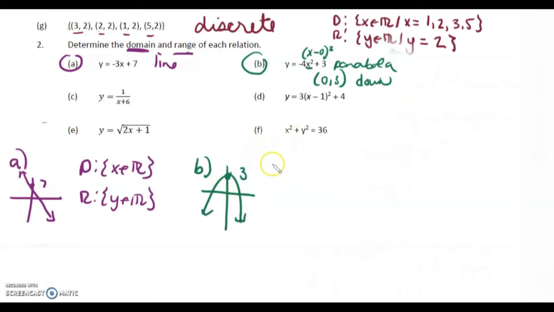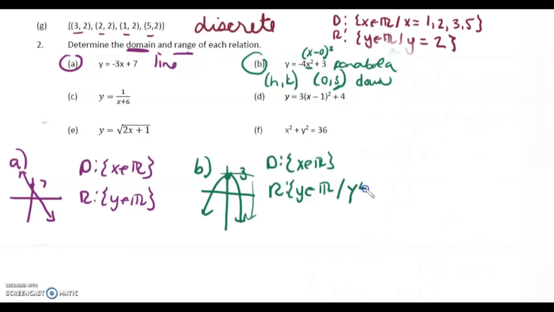So with a parabola, the domain is going to be x is an element of the real numbers, no matter what, okay? And as for the range, we want to look at this k. Remember, this is like (h, k). So we look at this k value, which is 3, and we're going from 3 and we're going down. So this one's a little bit different than what we've seen. y is going to be less than or equal to 3.